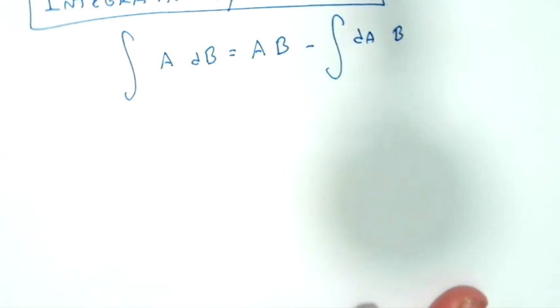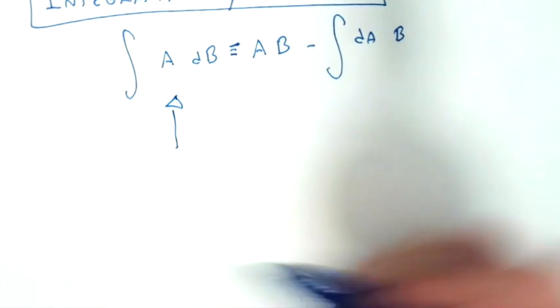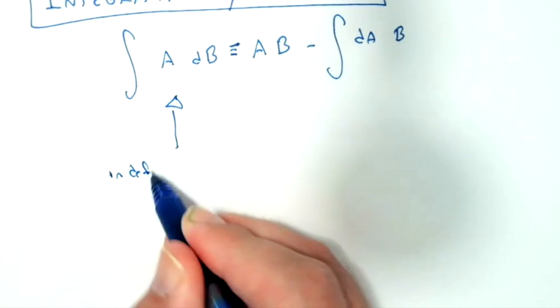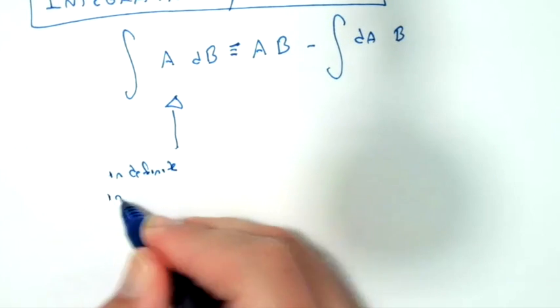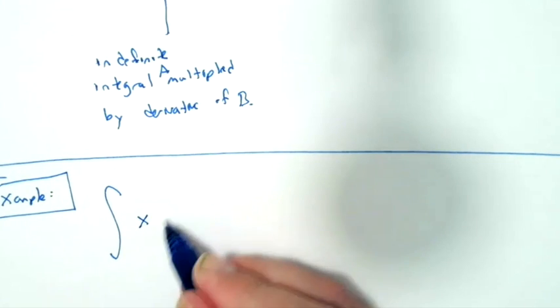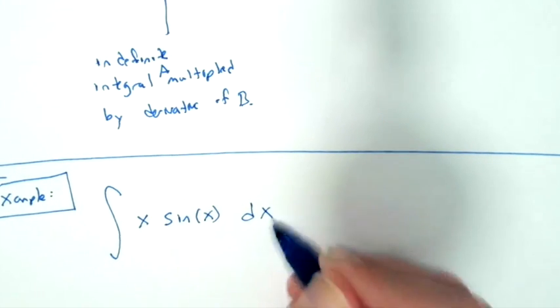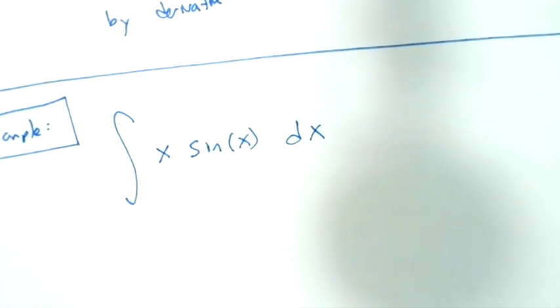So this is pretty much pattern matching, and the question is, how do you know when to use it? You know to use it when you have an indefinite integral of something that is multiplied by the derivative of something else. Let's look at trying to find the indefinite integral of x times sine of x dx. This is a classic integration by parts problem because I have something multiplied by something else, and now I want to match these pieces up in a way that makes sense.